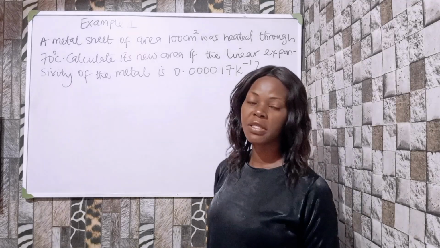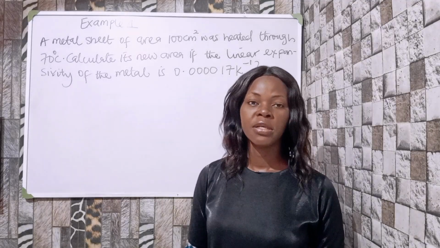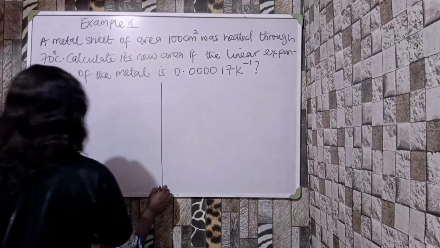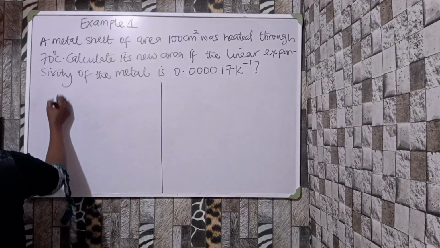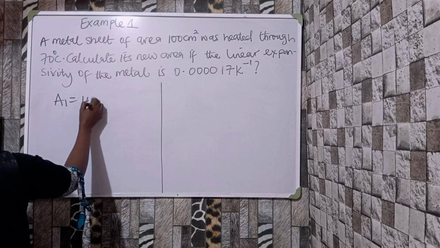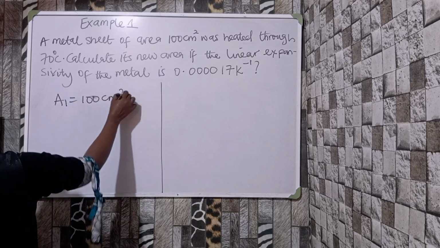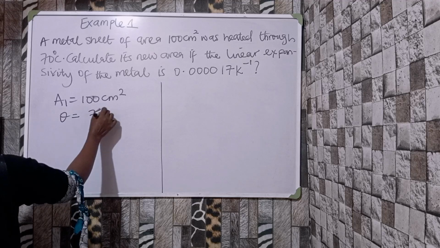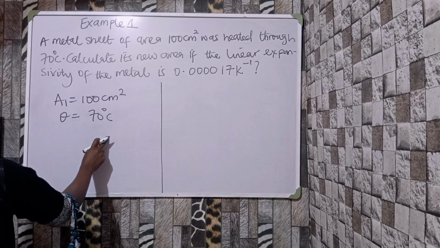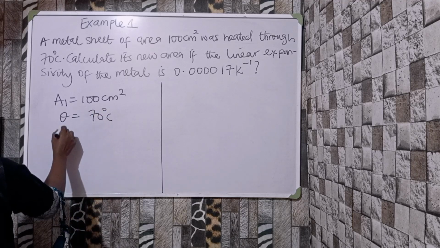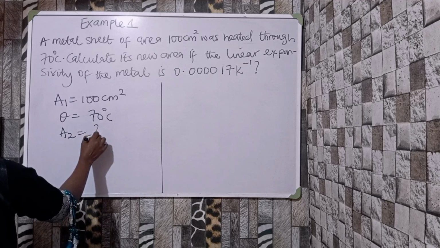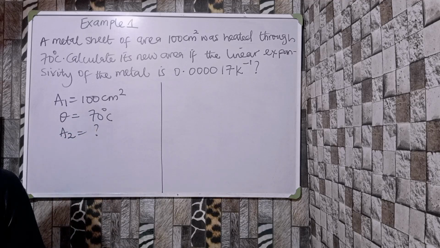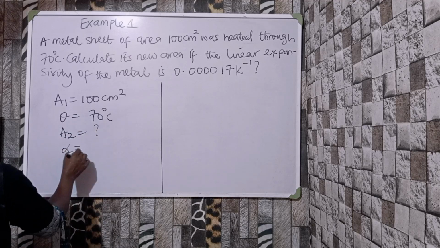Alright, for us to solve this, the first thing we are going to do is to state our parameters. We are given the first area A1 to be 100 centimeter square, and the temperature difference is 70 degrees Celsius. We are asked to find the new area, that is A2.